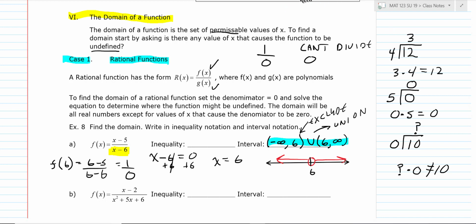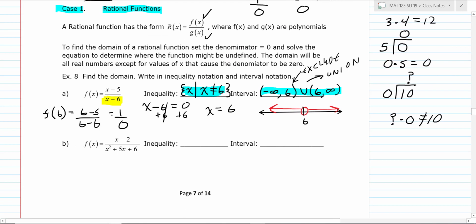All right. And then with an inequality, what you can do is you can just say the set of x, and then you can put the bar and then just say x is not equal to 6. And that's good enough. What you're implying is it's every number except 6. All right, so you can write that interval that way, right?